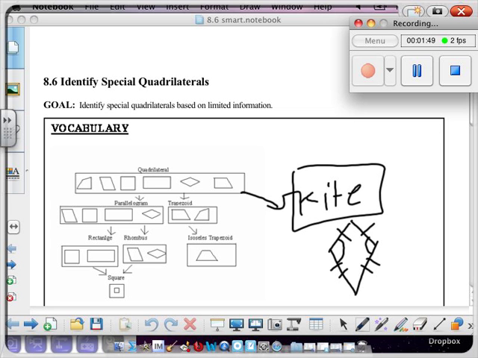What else does a kite have that we talked about yesterday? Something about their diagonals. Their diagonals are perpendicular. Good.